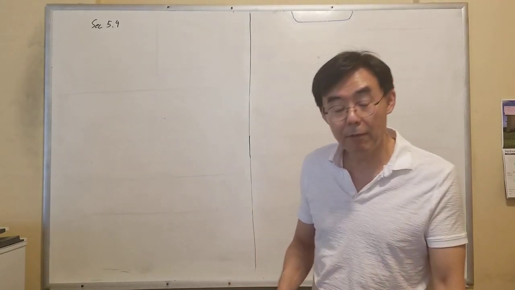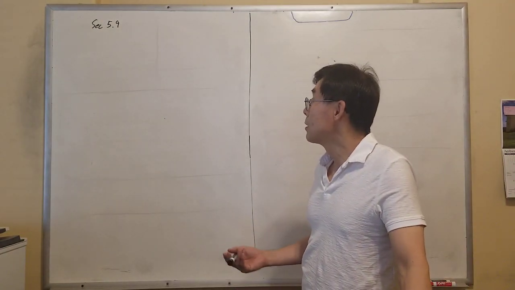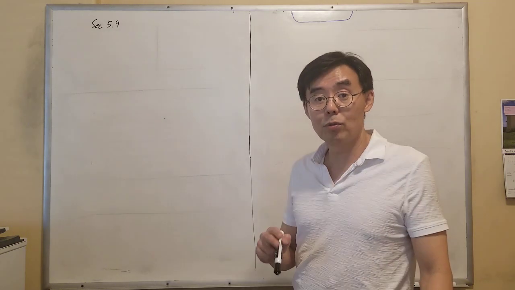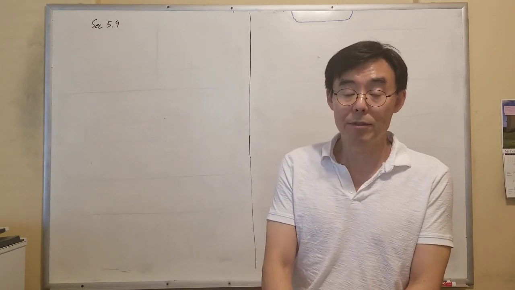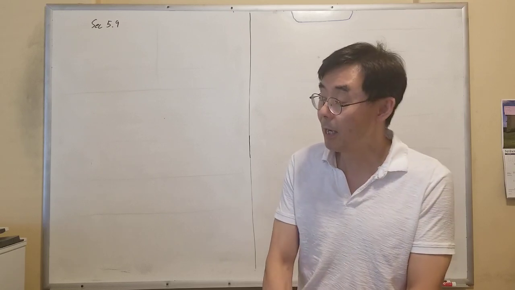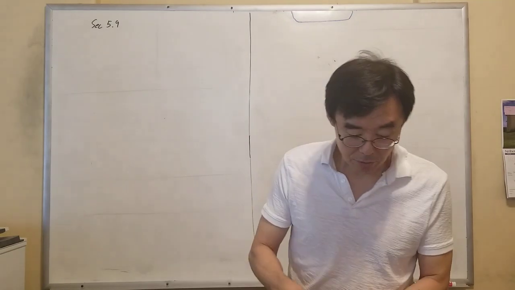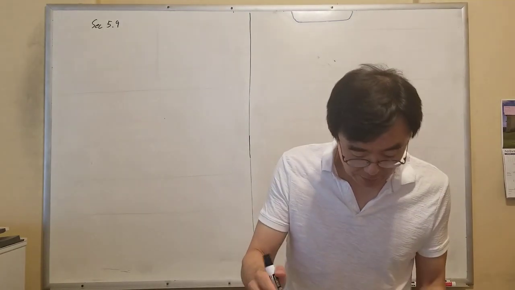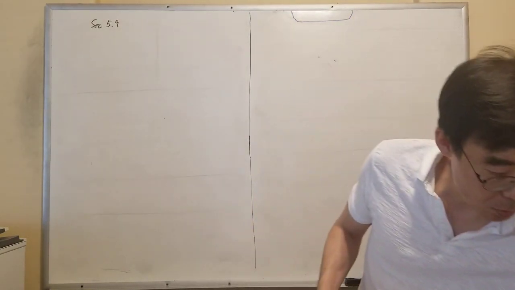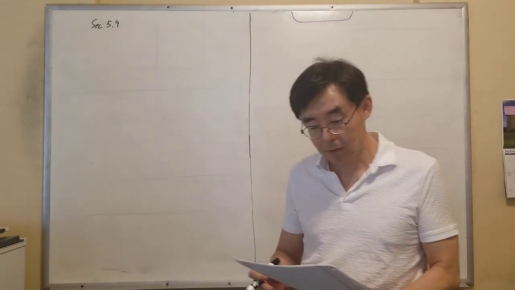Okay, so in the first part of this section, we learned about two different approximation methods for definite integrals. One is the midpoint rule, and the other is the trapezoidal rule. Today, in this second part, we're going to study Simpson's rule.